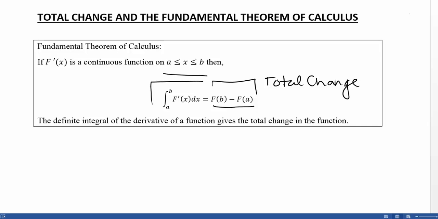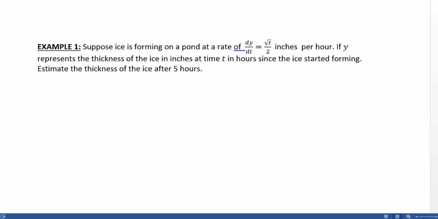of situations. Example 1. Suppose ice is forming on a pond at a rate of dy dt equals the square root of t over 2 inches per hour. If y represents the thickness of the ice in inches at time t in hours since the ice started forming, estimate the thickness of the ice after 5 hours.